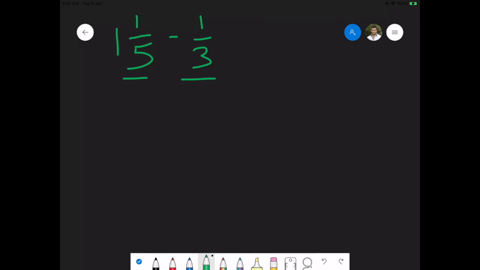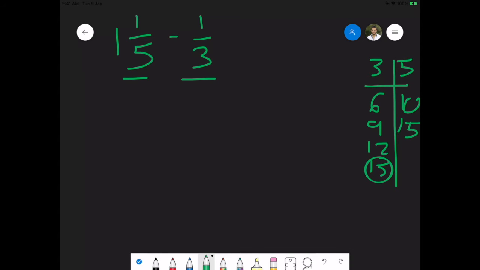Our denominators are uncommon, so we need to make them common. So let's identify a common denominator between 3 and 5. We'll do a T-chart and think of their multiplication table. So we have 3, 6, 9, 12, and 15. I will stop here because I know on the multiplication table of 5, we have 10 and then 15. So there you are. We identify a common denominator, which would be 15.